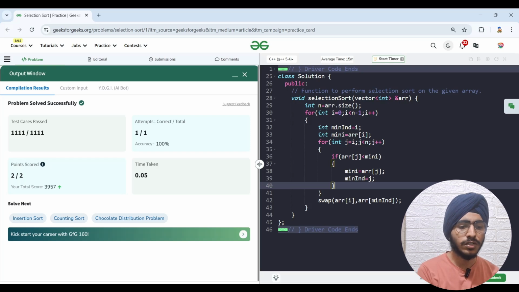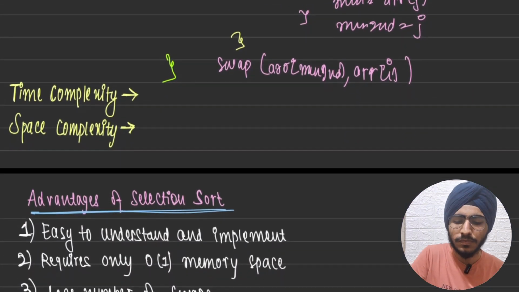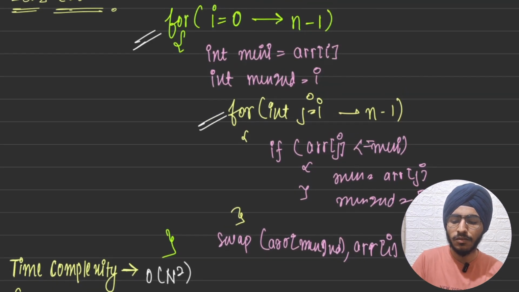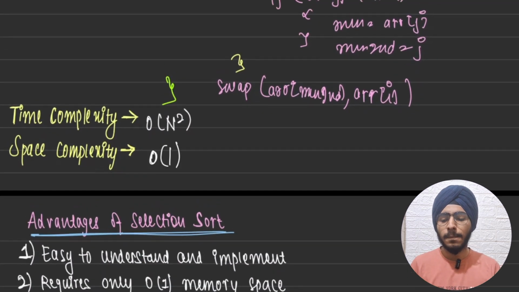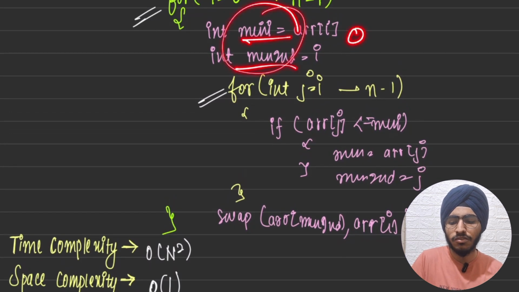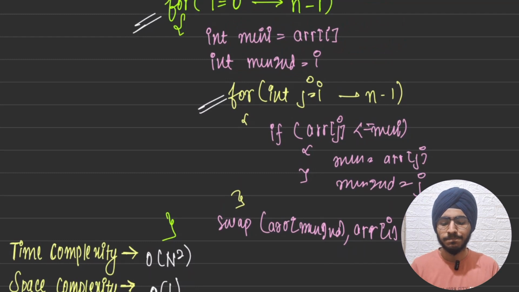Now let's jump to the time complexity and space complexity. So what is the time complexity? We are running two nested loops, right? So this is big O of n square, like one nested loop here and a second nested loop here. What is the space complexity? Big O of 1. Why? Because we are considering only some variables, which is just big O of 1 space only. We are not considering any extra array, right?